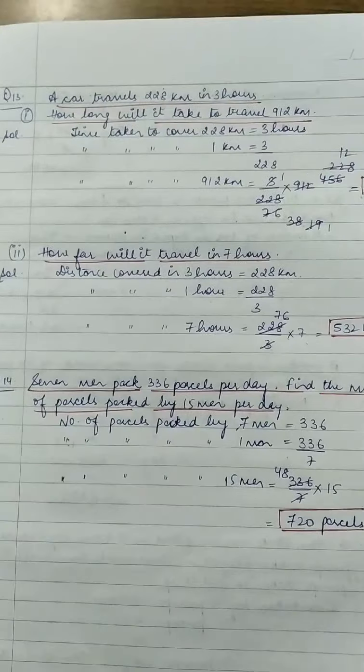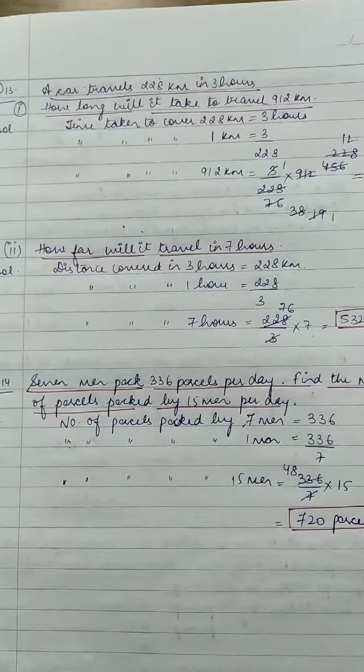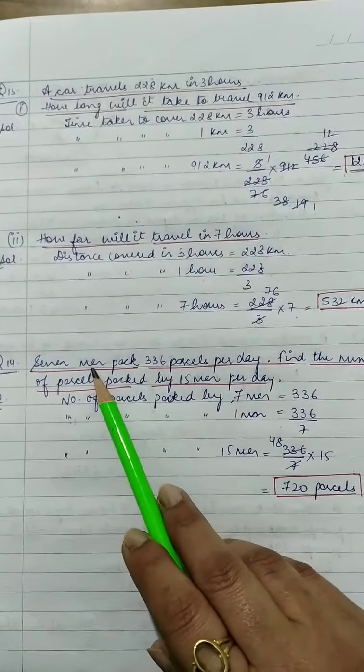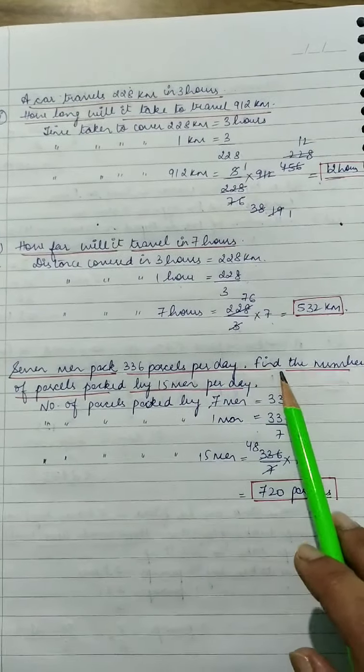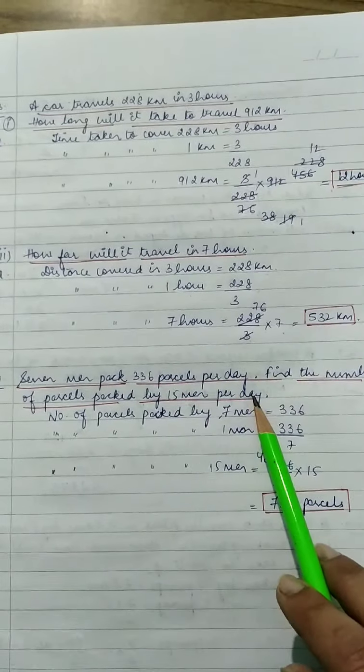Last question of this exercise. Children, the 11th and 12th questions are not there. The 6th, 11th and 12th questions are not there in your syllabus. Last question. 7 men pack 336 parcels per day. Find the number of parcels packed by 15 men per day.